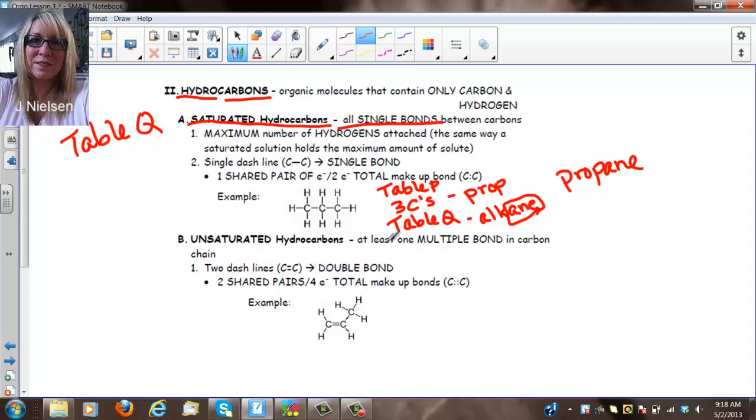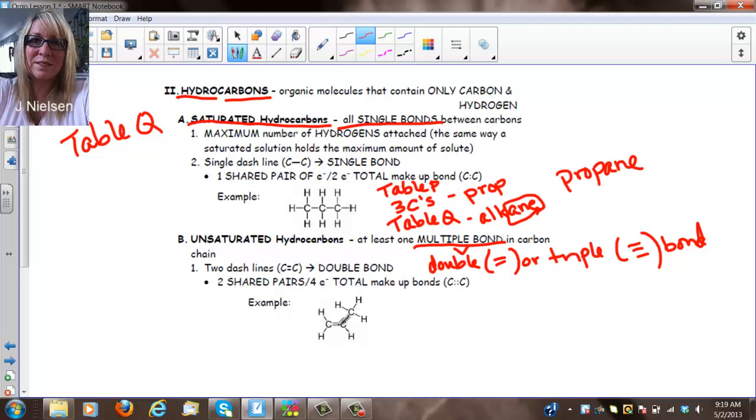Unsaturated hydrocarbons have at least one multiple bond. Well, what do I mean by a multiple bond? A multiple bond refers to a double bond, which is like this, or a triple bond. So if I refer to a multiple bond, I'm referring to a double or triple bond. So if something's unsaturated, it has at least one multiple bond. Here is an example of an unsaturated hydrocarbon with a double bond. Again, I count the number of C's: 1, 2, 3.